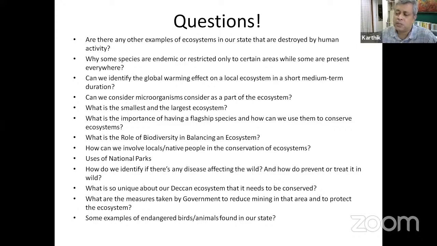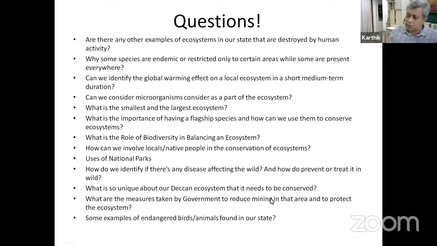Treating wild animals for diseases is almost impossible. We cannot vaccinate wild animals like we can vaccinate ourselves. To capture wild animals is very difficult. We have to use darts, or we have to hold them in cages. They get very upset. They sometimes die out of that stress. So we can prevent diseases by monitoring and stepping in early and not wasting time before it becomes very serious, right? What is so unique about our Deccan ecosystem that needs to be conserved?